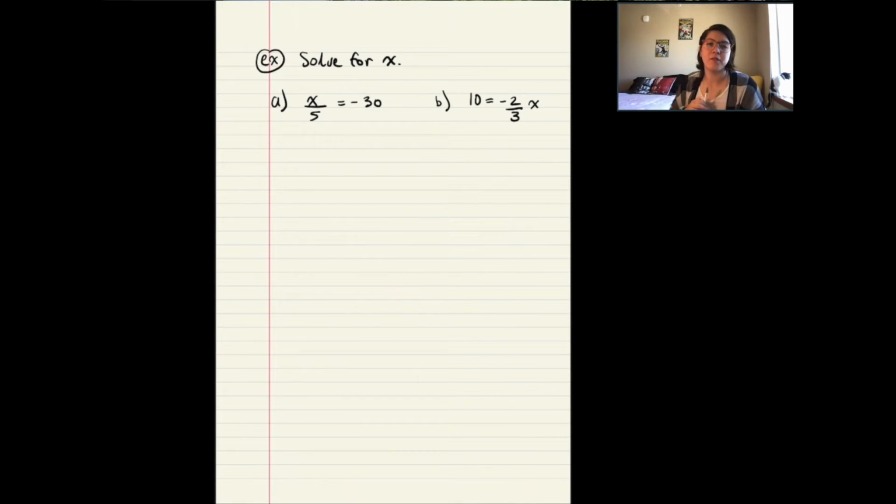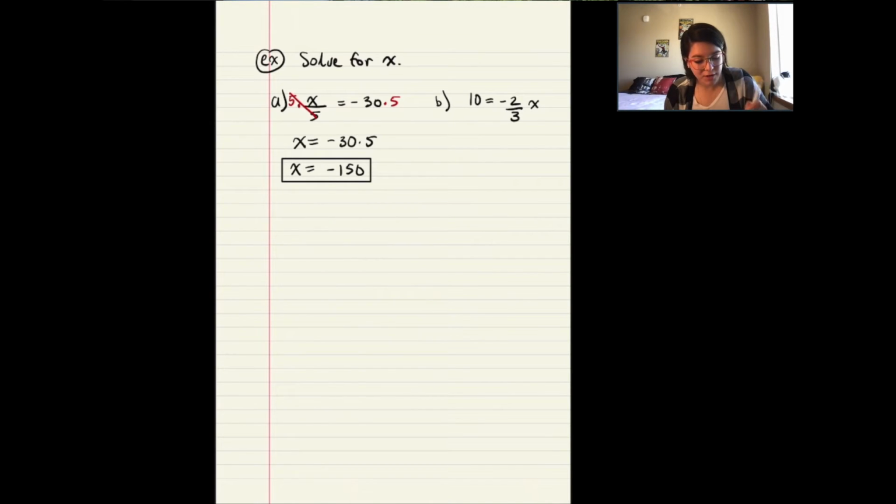So, we're asked to solve for x. In the first one, we have x divided by 5 is equal to negative 30. Remember, our goal is to solve for x, so that means we want to get x on its own. Right now it's being divided by 5, so we want to do the inverse operation. Go ahead and pause, try this on your own, and then play it and we'll do the answer. So we have divided by 5, our inverse operation is multiply, so we will multiply by 5. When we do that on the left, our 5's cancel, and we're just left with x. And on the right, we have negative 30 times 5, which gives us negative 150.